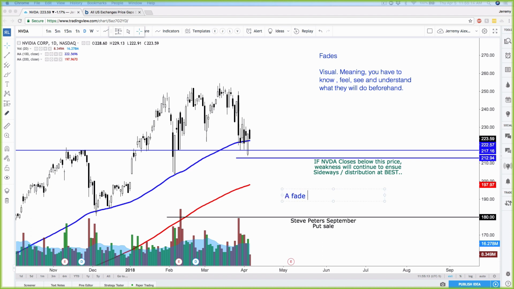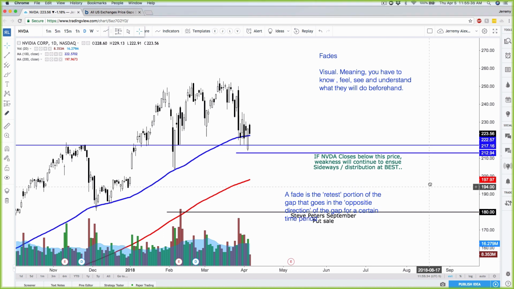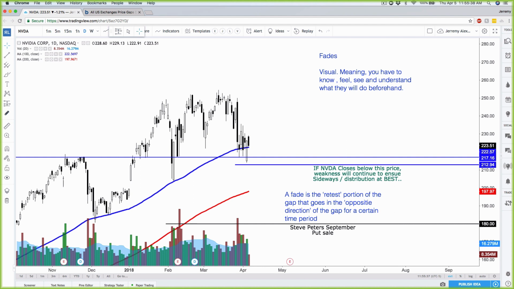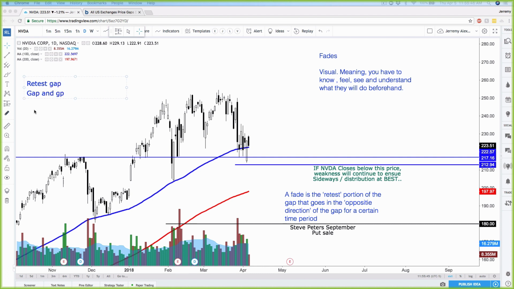A fade is the retest portion of the gap that goes in the opposite direction of the gap for a certain time period. That's really what a fade is. So the retest portion that goes in the opposite direction of the gap. So we all know the 2 types of gaps, right? You have a retest gap and you have a gap and go. Those are all the gaps, and that's it, right? You have bullish and bearish, but you have a retest gap and you have a gap and go.